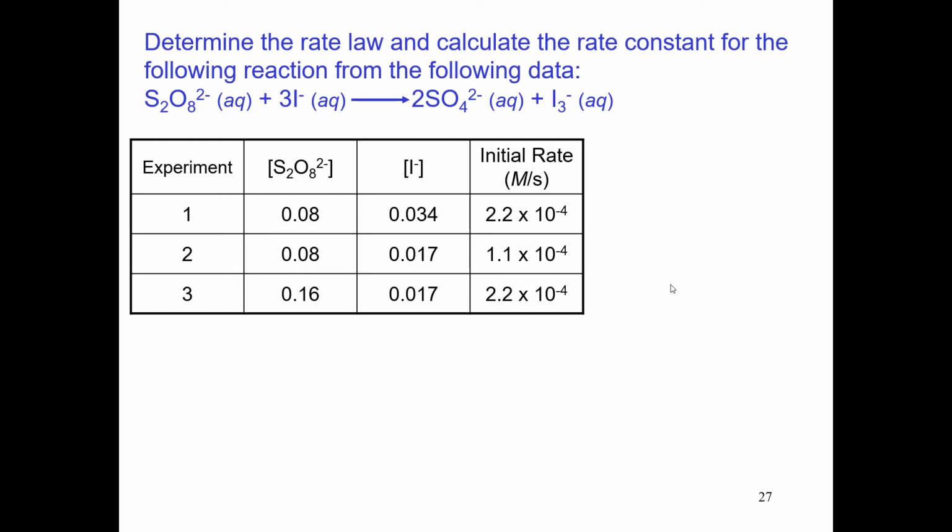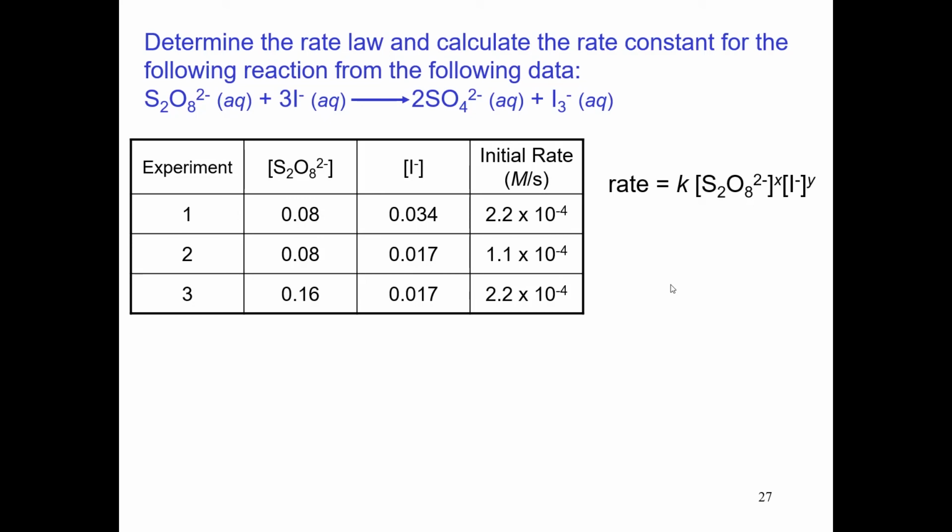Okay, remember the strategy. Pick 2 sets of data in which one of the reactants has constant concentration and the other one has been varied by a convenient multiple, and compare the ratios of the initial rates to the ratio of the rate law expressions and solve for the exponent of each one. All right, if you want, please pause the video here and work on it and then come back.